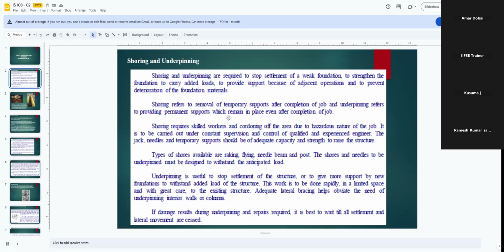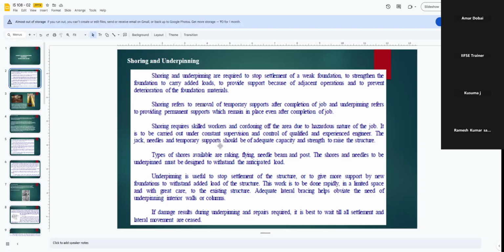Shoring refers to temporary supports that are removed after completion of the job, and underpinning refers to permanent supports which remain in place even after completion of the job. When I say underpinning, these are the permanent supports. When I say shoring, these are temporary supports.